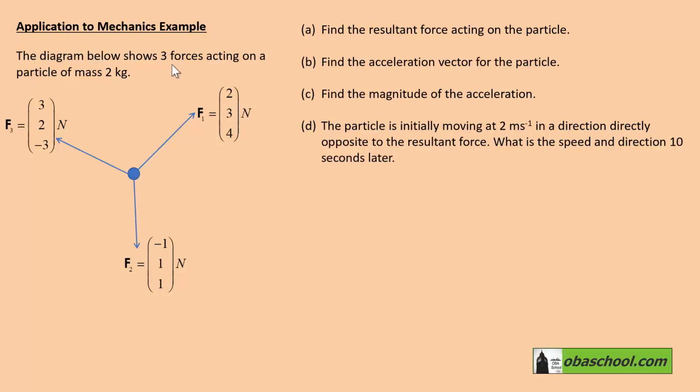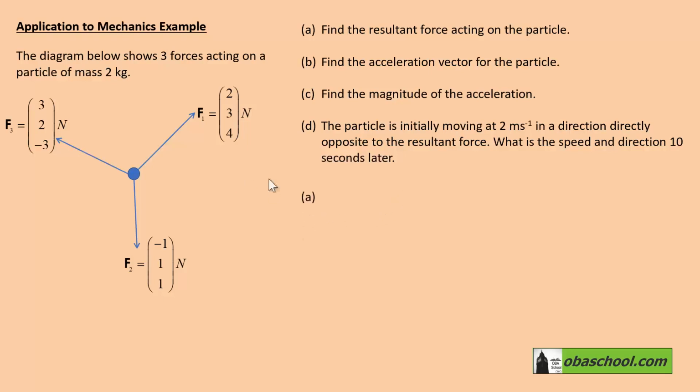The diagram shows three forces acting on a particle of mass 2 kilograms. We want to find the resultant force acting on the particle, find the acceleration vector for the particle, find the magnitude of the acceleration, and then we're told that the particle is initially moving at 2 meters per second in a direction directly opposite to the resultant force. What is the speed and direction 10 seconds later?